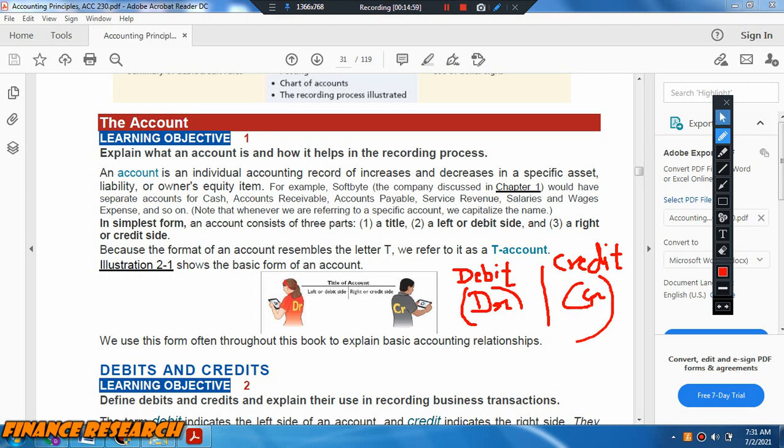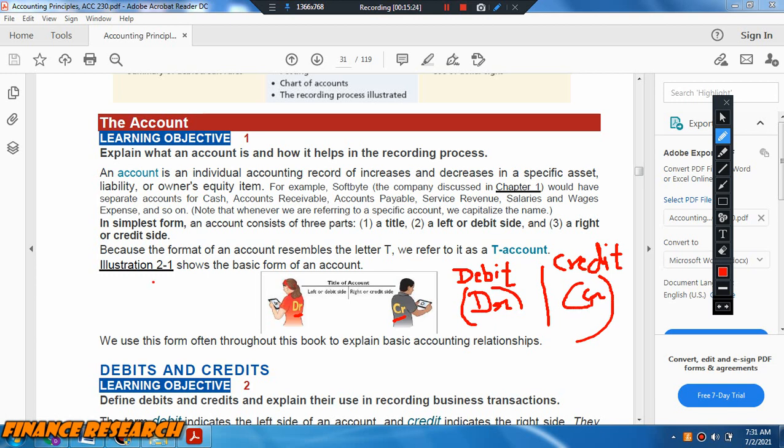So the debit account and the credit account. So there are the rules. This also is written: left or debit side, right side you write credit side. DR here, CR here. Okay, this is one of the basic forms of an account, and sometimes we refer to it as a T account, because it has a resemblance of a T.